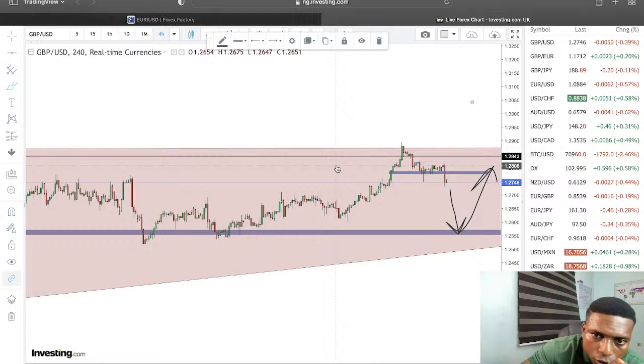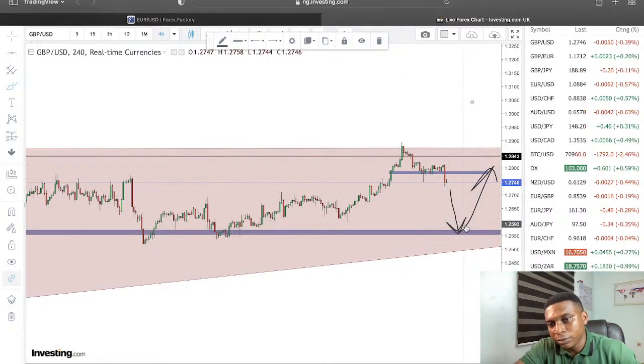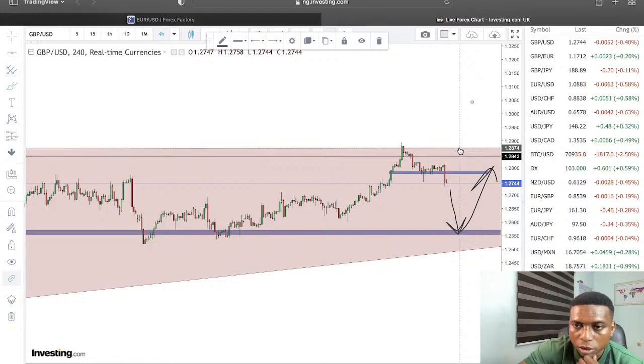So for GBP USD, it's a sell signal on the 4 hours time frame, and our take profit would be at the level 1.2569, and our stop loss definitely would be at 1.2873.